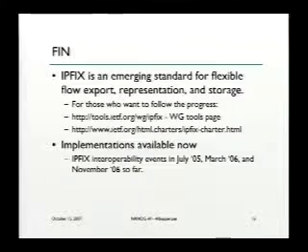In conclusion, IPFIX is an emerging standard for flexible flow export, representation, and storage. For those of you who want to follow the progress and get into the details in the IETF, you can look at these two URLs. And there are implementations available now. We've done interoperability events essentially as the standards have been solidifying. We've done 3 so far: in July of 2005, March, and November of last year.